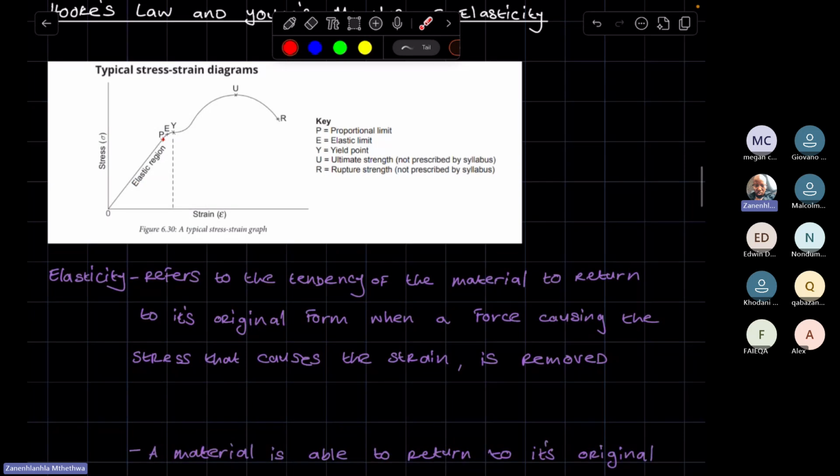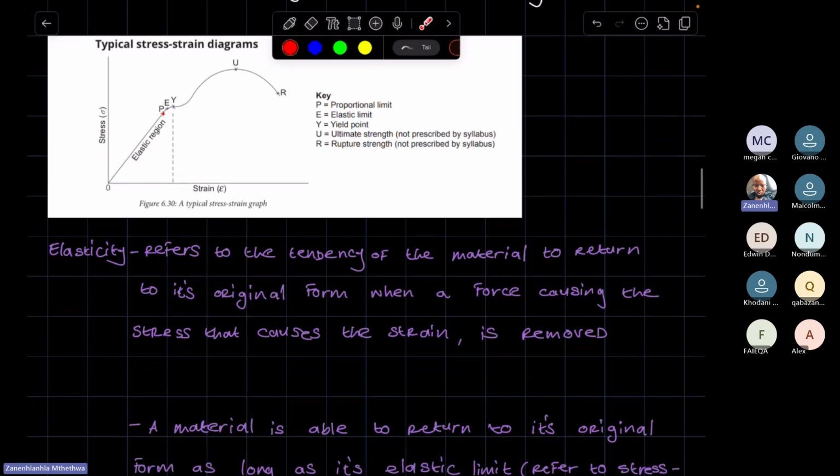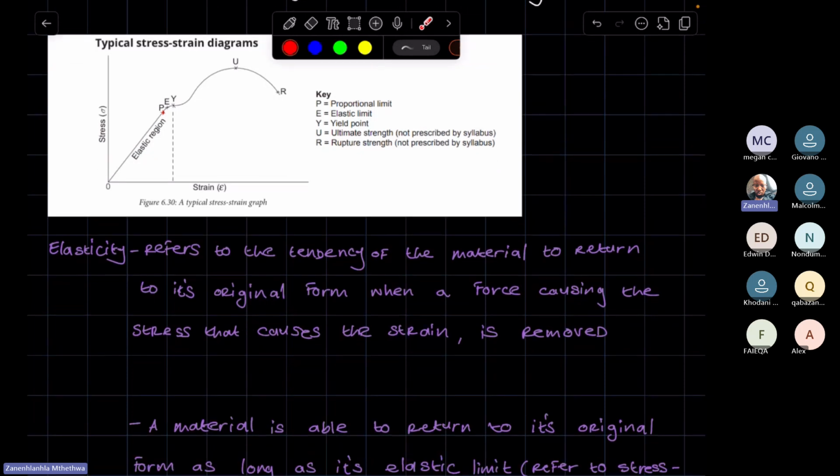Now, one of the mechanical properties we tend to look at is elasticity, right? Why? Because elasticity is the mechanical property that is satisfied only in the elastic region where Hooke's law is being satisfied. All right. Now, what is elasticity? All right. Elasticity, I've defined it here. It refers to the tendency of a material to return to its original form when a force causing the stress that causes the strain is removed.